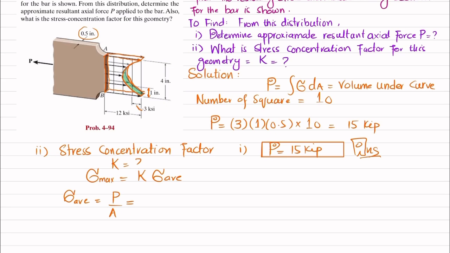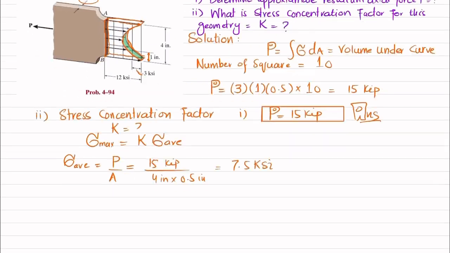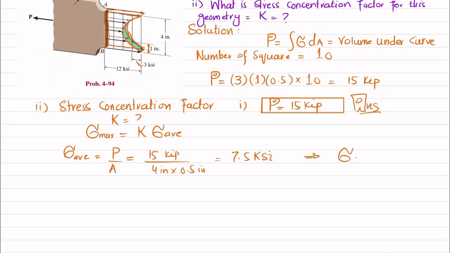Now, what is P? P is 15 kips. So 15 kip divided by the area of this portion. The thickness is 0.5 and the total height is 4 inch. So this will be the cross-sectional area over which this P acts. So P divided by 4 inch multiplied by 0.5 inch, and when you calculate it, it will be 7.5 ksi. So from here, sigma average is equal to 7.5 ksi.